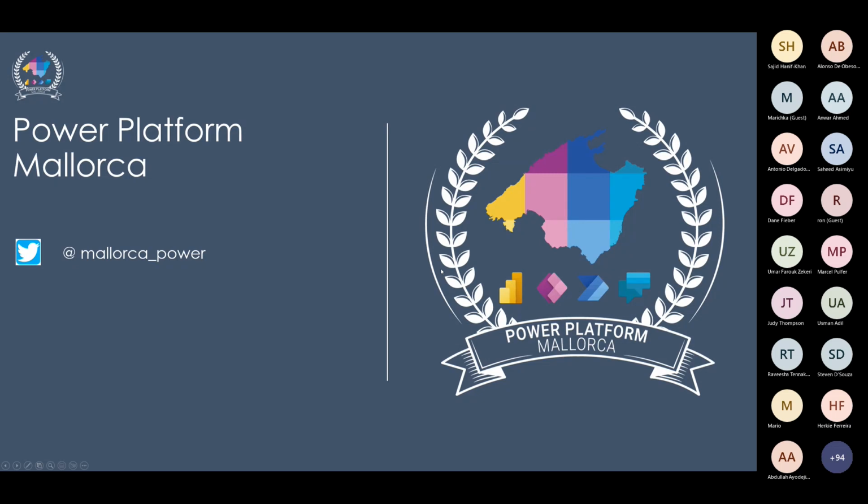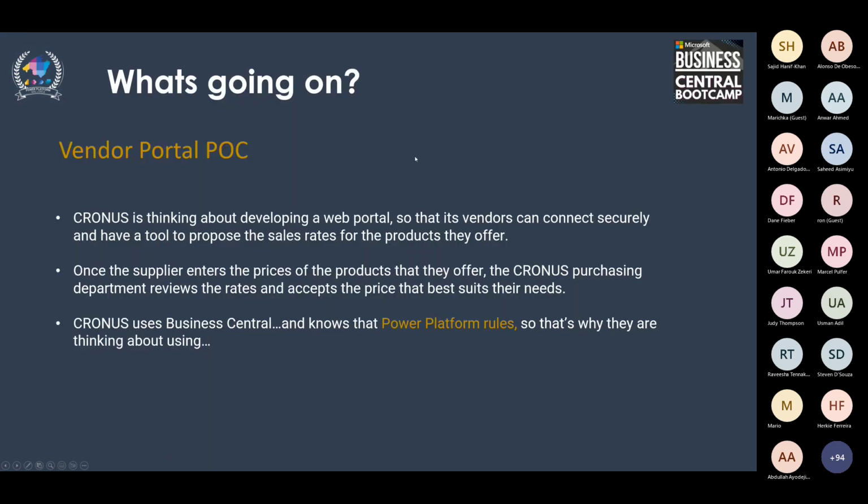Okay, so let's go to the session. First of all, I will tell you what's going on in this session. The session will cover a business case scenario. We will show you how to develop a vendor portal, as a proof of concept. Think about Cronus, a well-known company for all the people that work with Business Central, that is thinking about developing a web portal where its vendors can connect in a secure way to inform about the product and the rates of the product that they want to offer to our company, as we are Cronus.